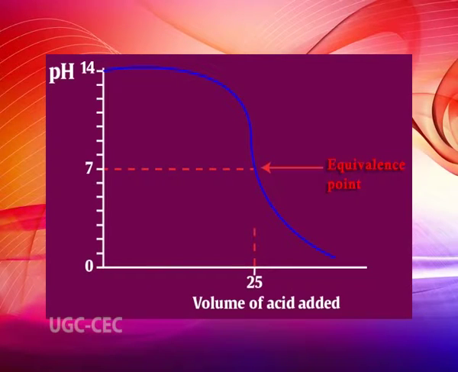As depicted from the graph, we can see that the pH only falls a very small amount until quite near the equivalence point. Then there is a really steep plunge. If we calculate the values, the pH falls all the way from 11.3 when we have added 24.9 centimeter cube to 2.7 when we have added 25.1 centimeter cube.